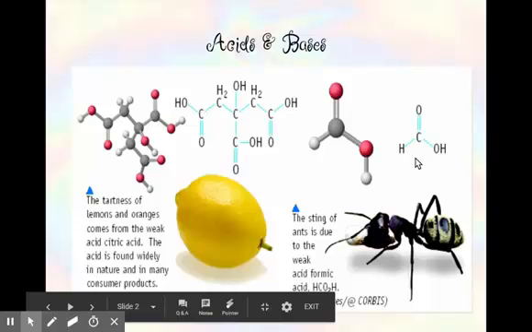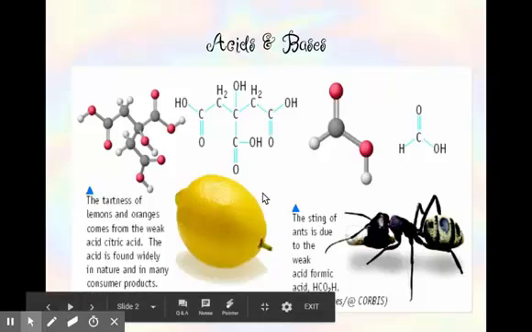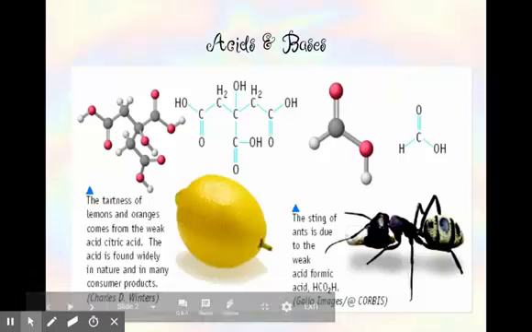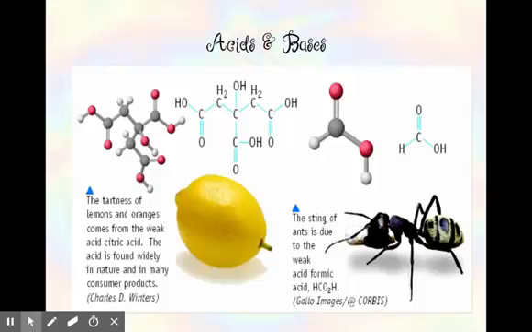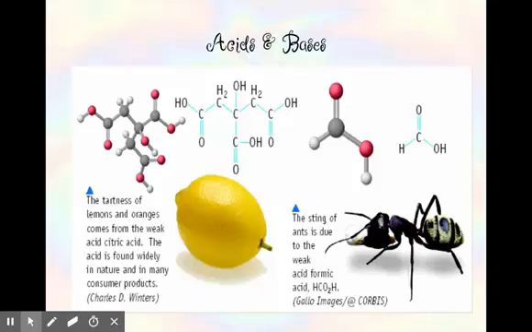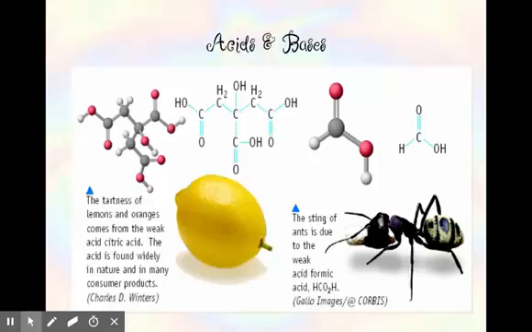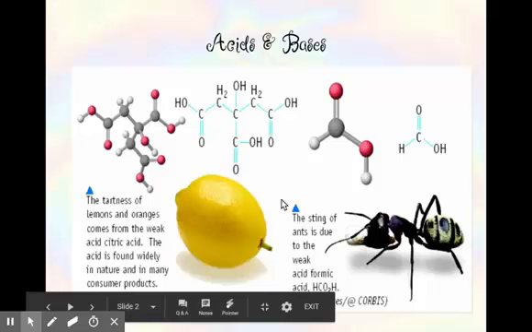So some common acids and bases that we may come across in our everyday life, one of them is citric acid. So citric acid is found in lemons, oranges, any citrus fruit, and it gives it a very tart or sour taste. So here's a structure of that citric acid. Another acid that we may have come across, if you've ever been stung by a stinging ant before, they actually inject a very weak acid, a formic acid, but it still causes that burning sensation in your skin.